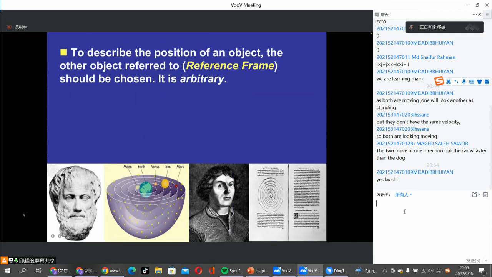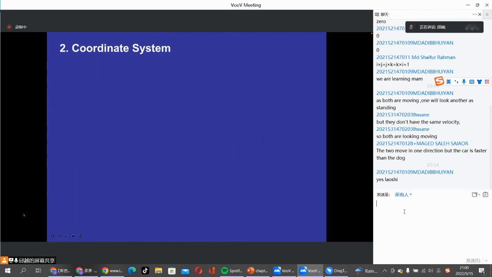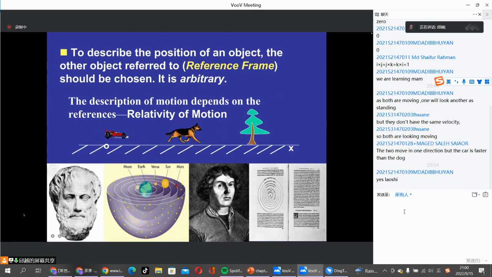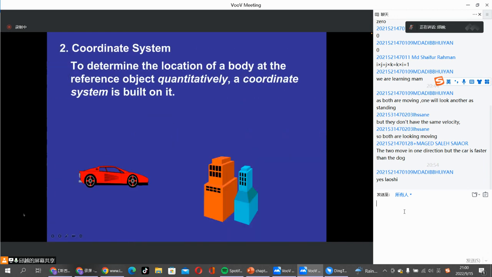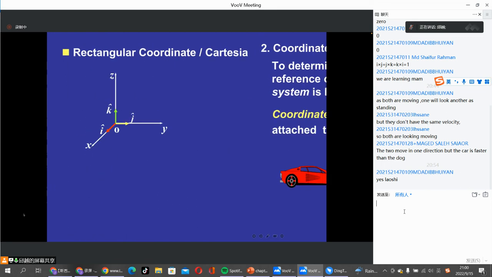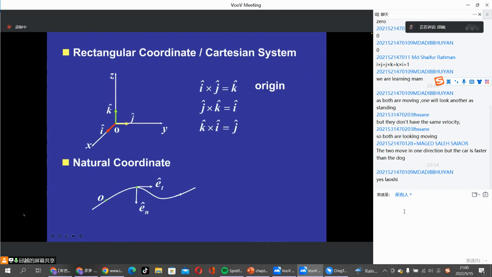And we learned some basic concepts of motion. The most important thing to describe the motion is the choice of reference frame. And after learning about the reference frame, we introduced the coordinate system, and we have two coordinate systems, rectangular coordinate system and natural coordinate system.